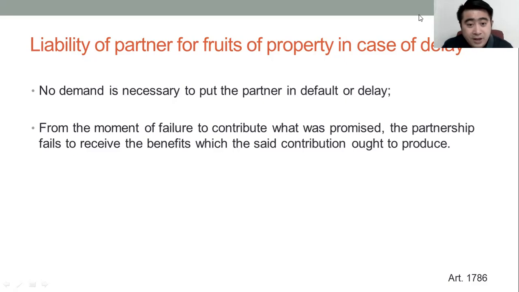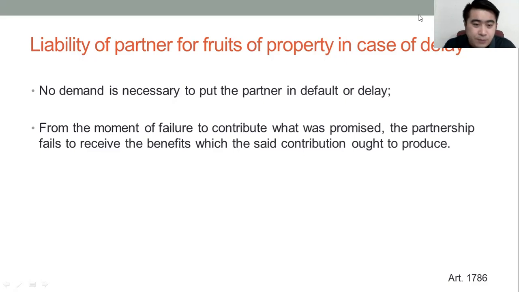So from the moment of failure to contribute what was promised, the partnership fails to receive the benefits which the said contribution ought to produce. So ito yung dahilan. Kaya for example, let's say ang promise ng partner is to contribute his land na punong-puno ng mga fruits. Literal fruits, for example, apples. Tapos nagkaroon ng mga harvest.